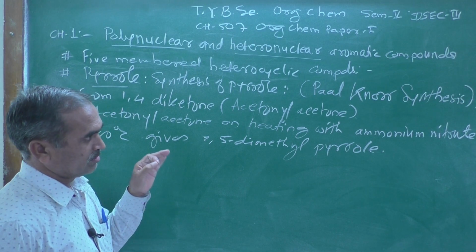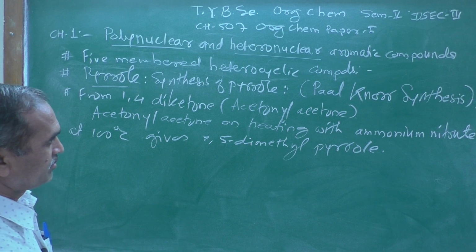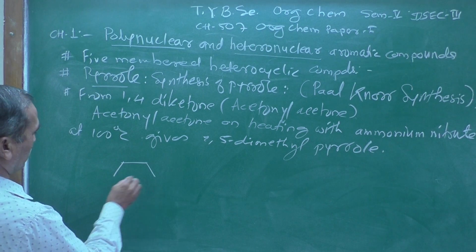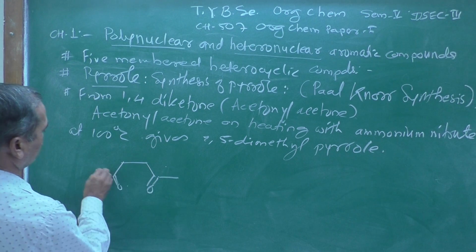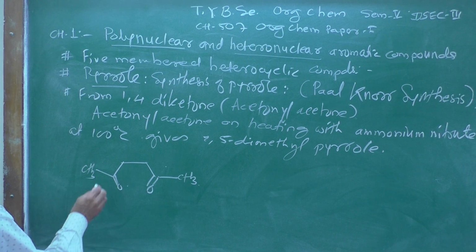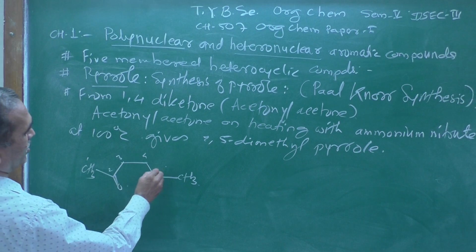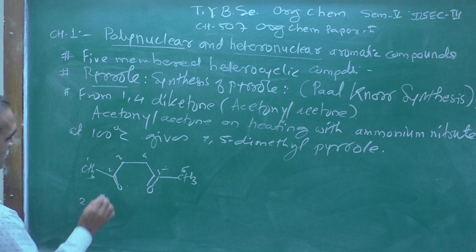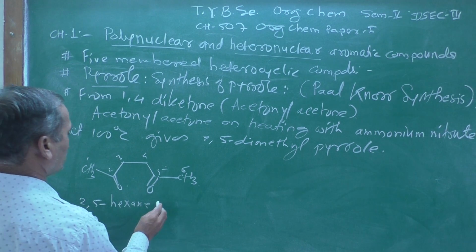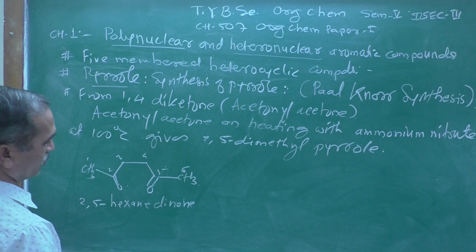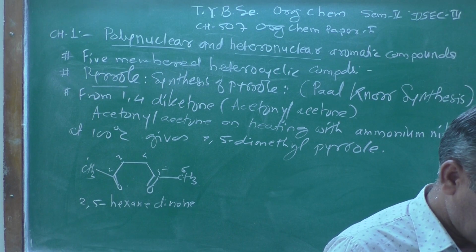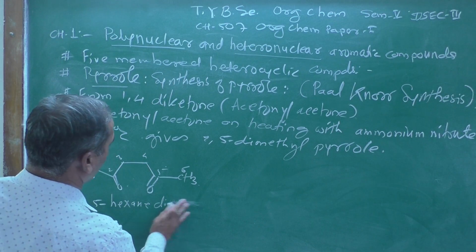Now the chemical reaction which I am going to represent here, you can take the starting material. The starting material is this one. Here you can show CH3. The name of this compound is, here 1, 2, 3, 4, 5 and 6. At the 2 and 5 positions there is a dione. So 2,5-hexanedione. You can call it acetonyl acetone or 2,5-hexanedione.